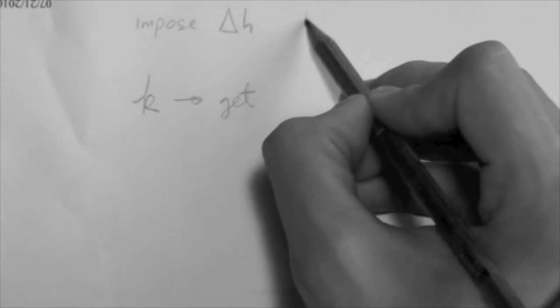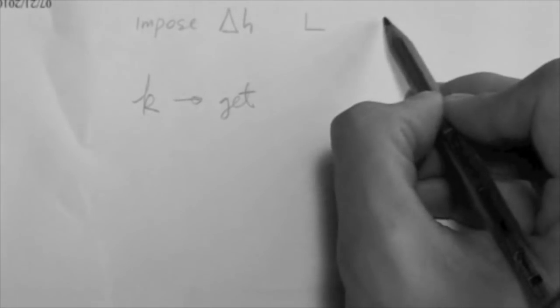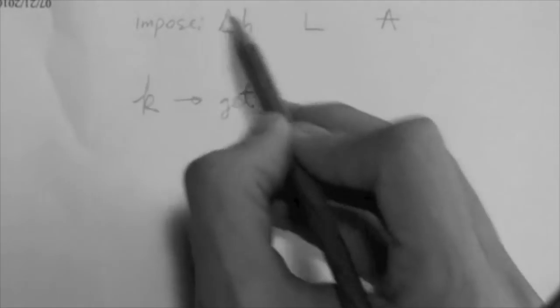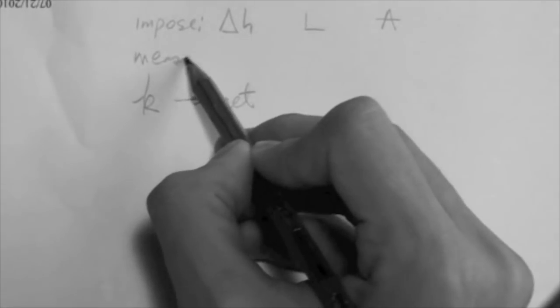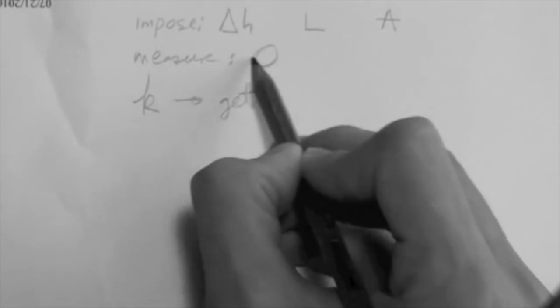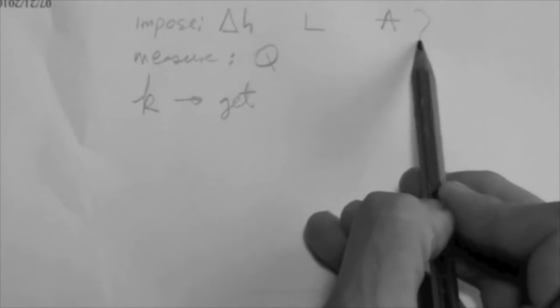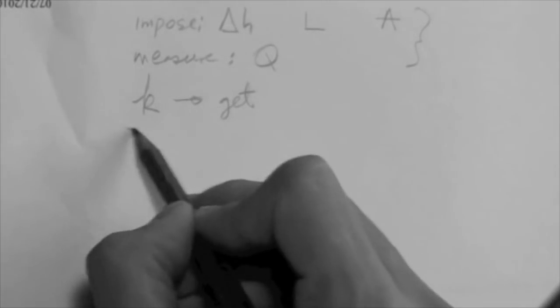We impose really a L, length of the specimen, and an area of the specimen, because we know the diameter of the specimen, right? So we impose these three things, we decide them, okay? We measure the flow rate, Q. And then with these parameters, we plot and we get K.